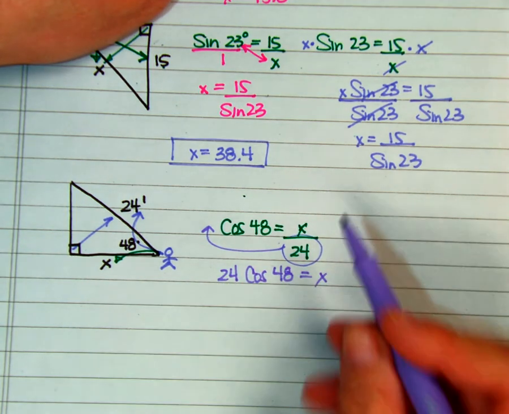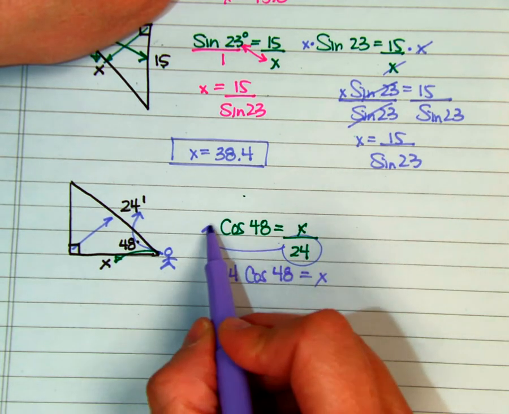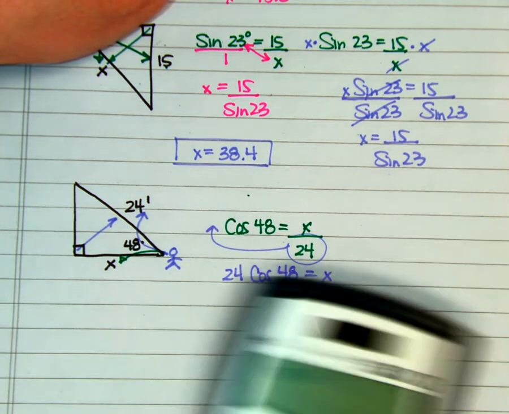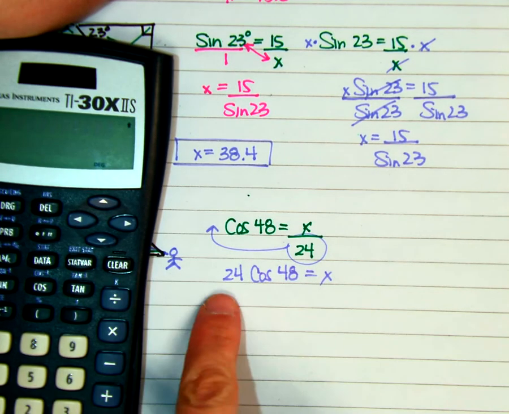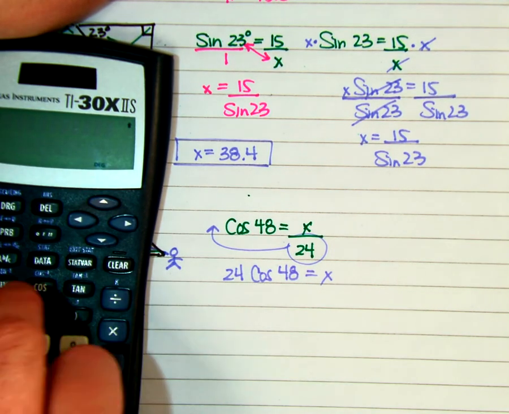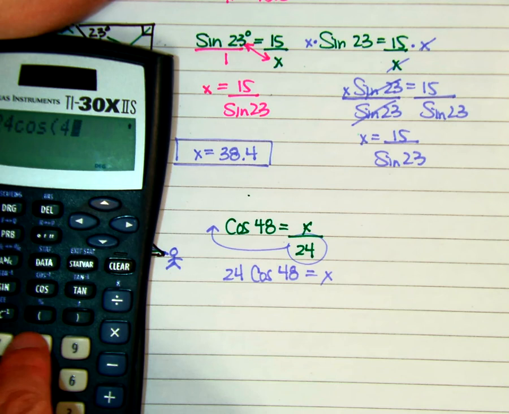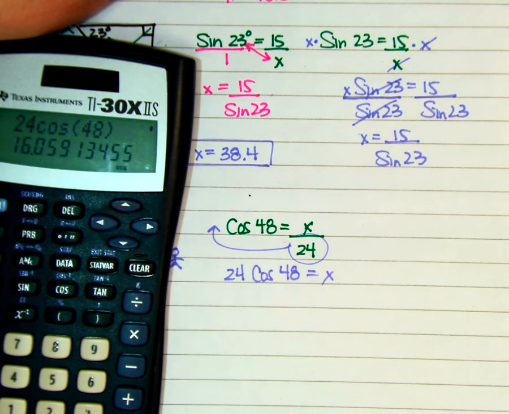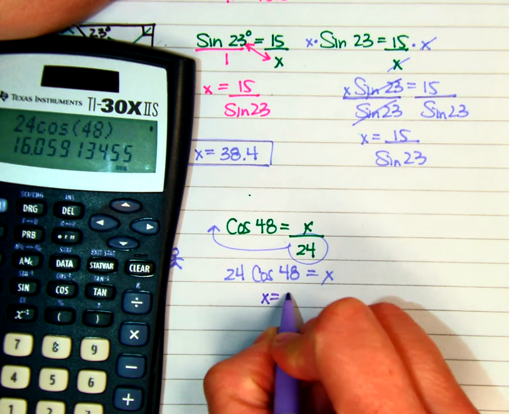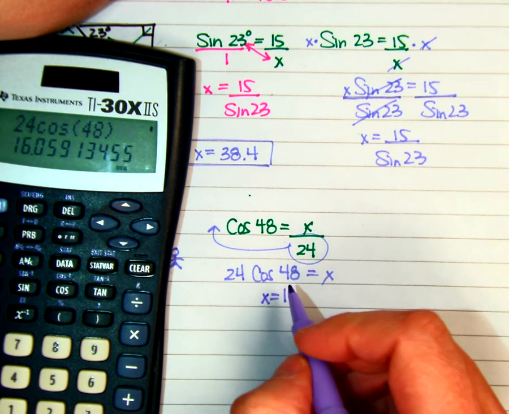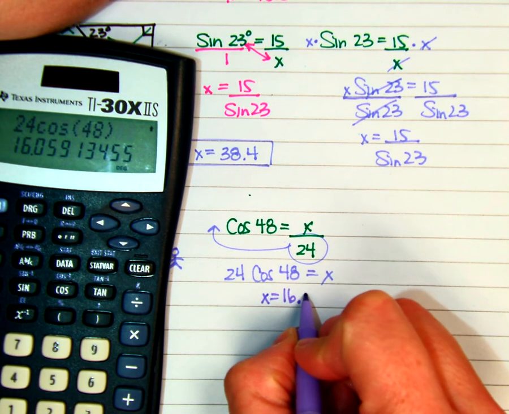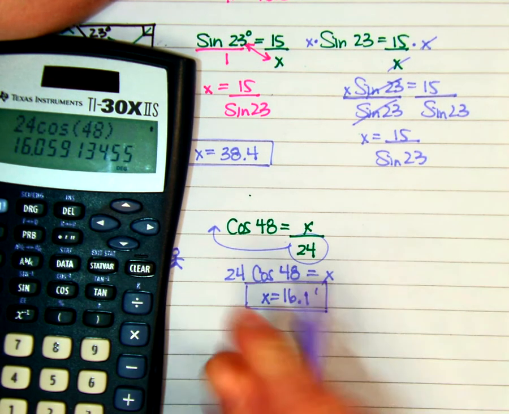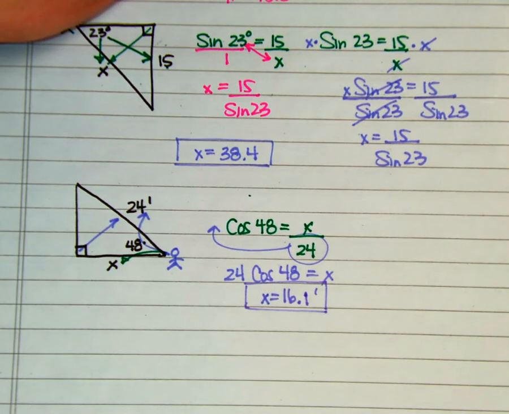I guess to clarify, I could have multiplied both sides by 24. So in my calculator, I'm going to type in exactly like I read it, 24 cosine of 48, and hit enter, and get about 16 point, let's see, we're dealing with the side, so I'll say 16.1, and I think this was feet. Okay, so that's what you're going to be doing for those types of problems.